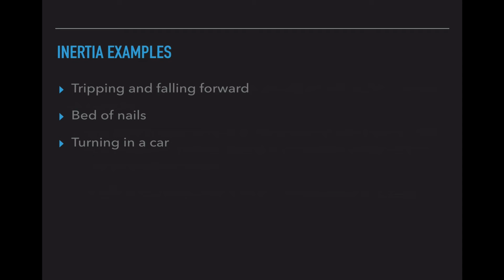So we have a couple examples of inertia. The first one is tripping and falling forwards. If you've ever been walking down the road or walking down the hallway and you've kind of scuffed your foot on the ground, your body will continue traveling forward because that's the direction you were originally moving. You don't necessarily trip and fall backwards unless somebody pushes you over. So when you trip by yourself, because you're clumsy, like me, you fall forwards because that's the direction you were moving initially.